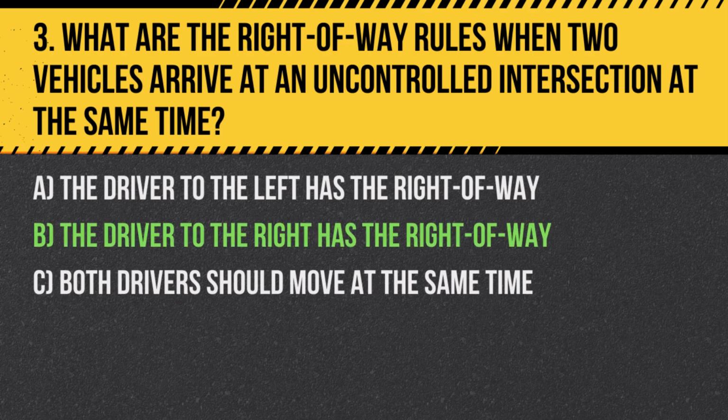Answer. B. The driver to the right has the right-of-way. At uncontrolled intersections where two vehicles arrive at the same time, the driver on the right has the right-of-way.